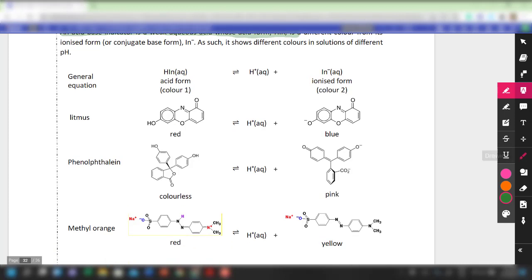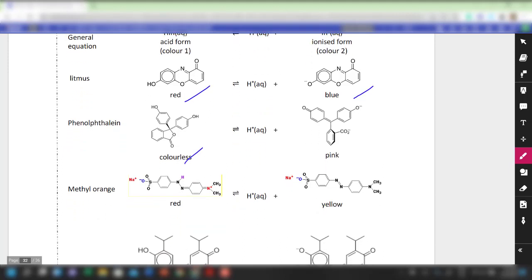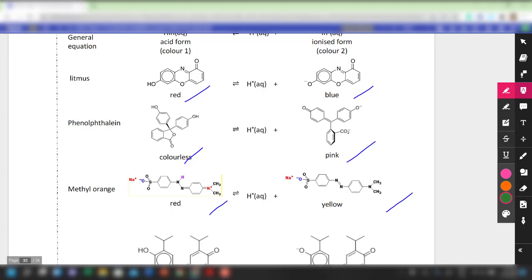For example, this is the background given to you. For litmus, the red form is like this, and then the blue form. Phenolphthalein is colorless, and then it's pink like this. Methyl orange is red, and then yellow like this. You notice that when it is colored, there tends to be an extended conjugation. What do I mean by extended conjugation? The structures tend to be flat. Although you don't really need to know this for H2, I thought it's good to be aware of it.